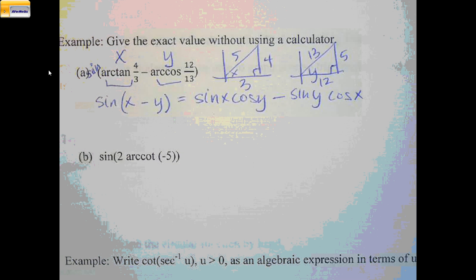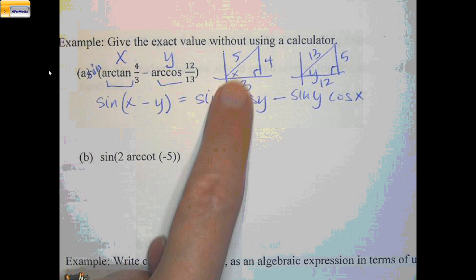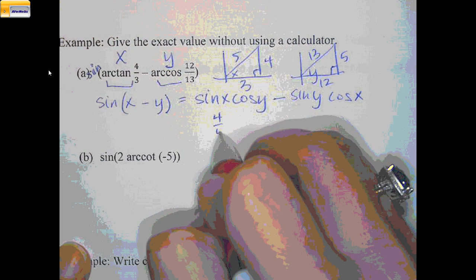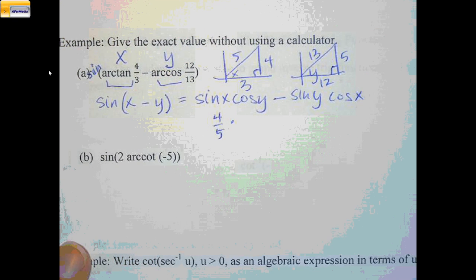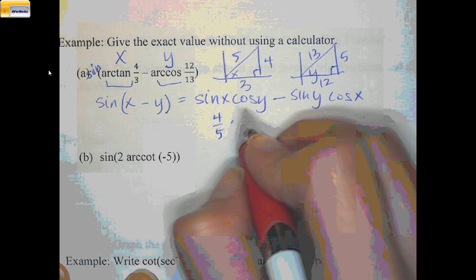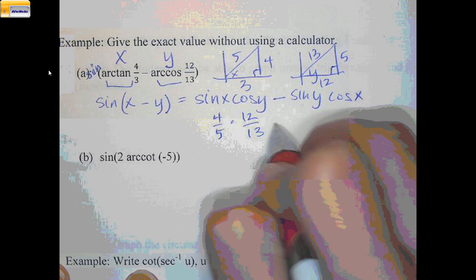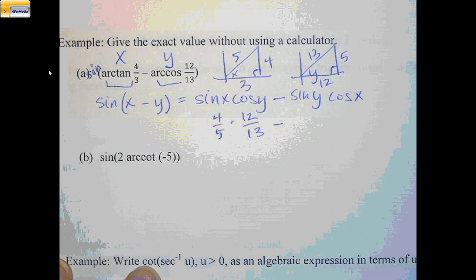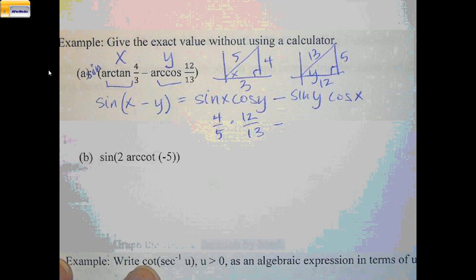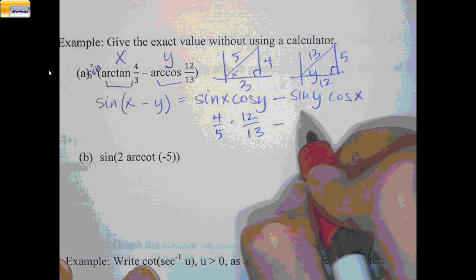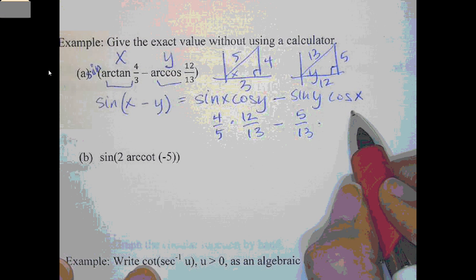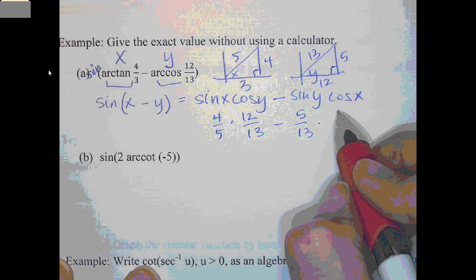So now we just fill in the blanks. Sine of x, here's x. Sine, opposite over hypotenuse, that's 4/5, times cosine of y. Here's angle y. Cosine is 12/13. What do I write next? Marina's got it. It's 5/13 times, what's cosine of x? There you go, 3/5.